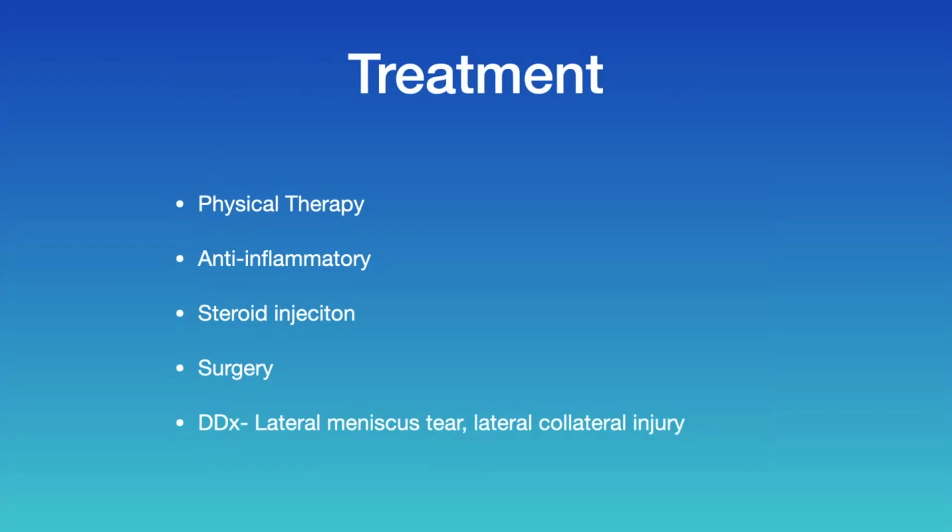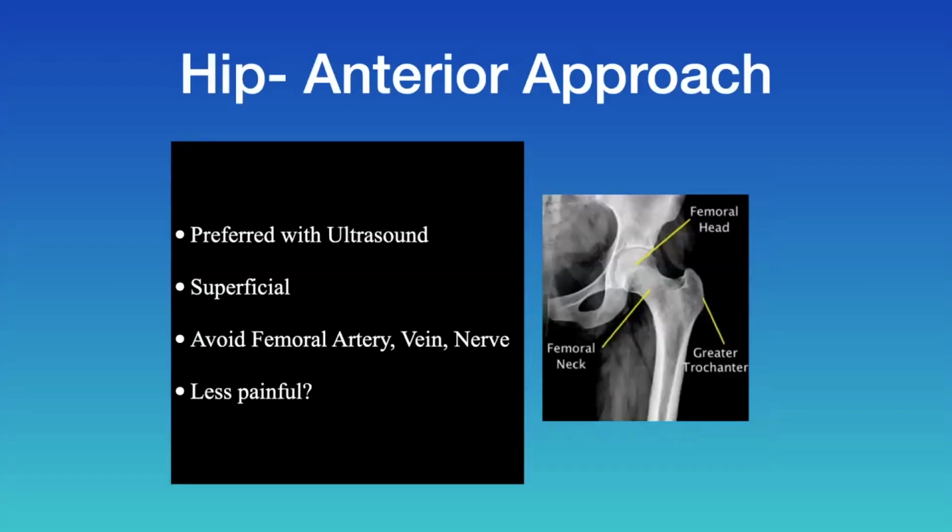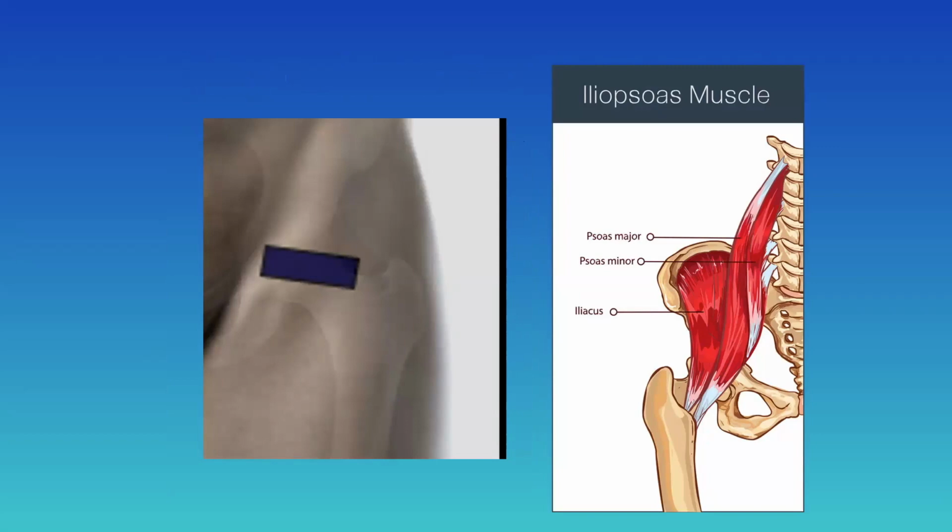Differentials also include lateral meniscus tear, lateral collateral injury. So for the hip, the preferred approach in my practice is with ultrasound because it's superficial anteriorly, and you avoid the femoral artery, vein, and nerve because you can see them all, and I think it's less painful. If you're going with X-ray, then I prefer to use the C-arm because it's a little deeper.